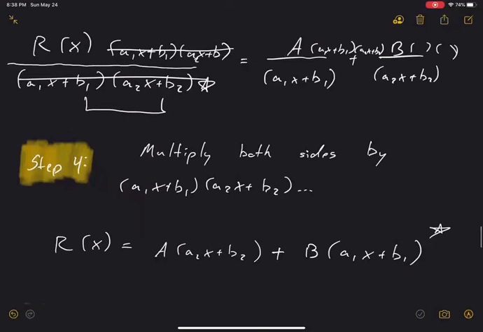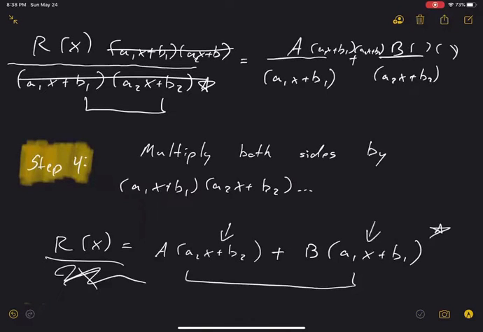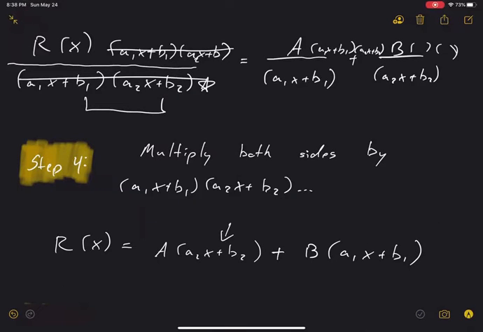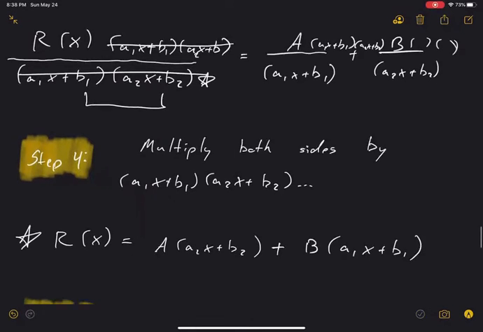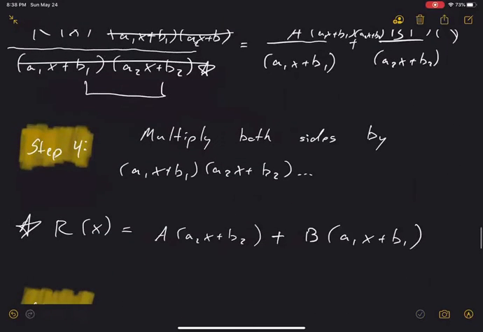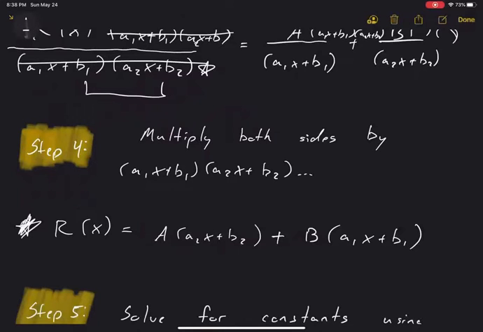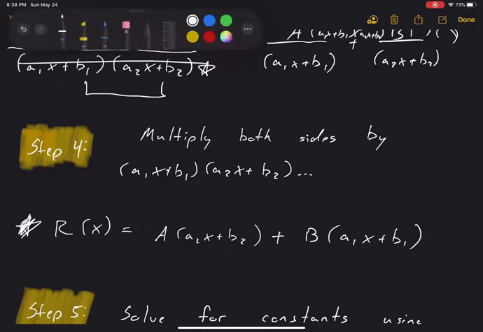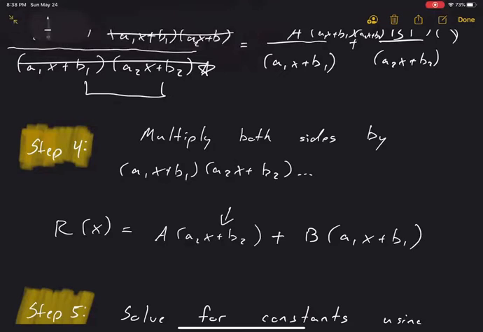On the left side, my denominator is going to get canceled completely. And on the right side, my denominators will cancel, but I'm going to have these parts left over being multiplied by my constants. Once I'm at this stage, I'll be able to solve for A and B in one of two ways, and that'll be step 5. All right, so before we go any further, let's give some numbers. Let's start an example and start working this before we get too bogged down in the steps.